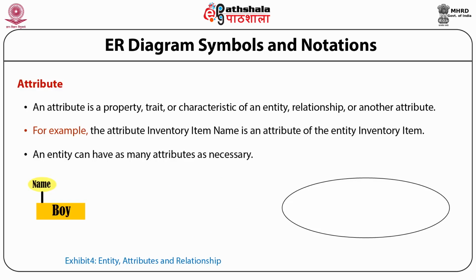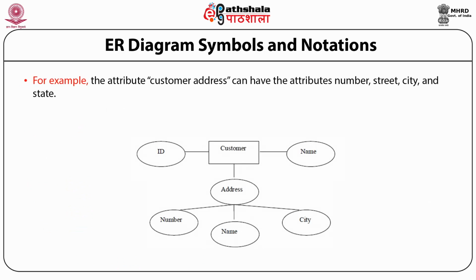Attributes can also have their own specific attributes. For example, the attribute customer address can have the attribute number, street, city, and state. Now these are called the composite attributes. Some top-level ER diagrams do not show attributes for the sake of simplicity. In those that do, however, attributes are represented by oval shapes.